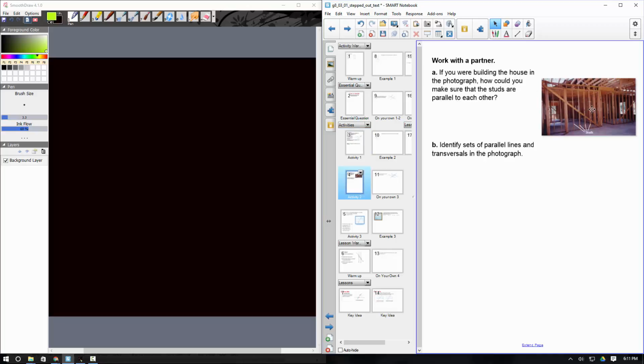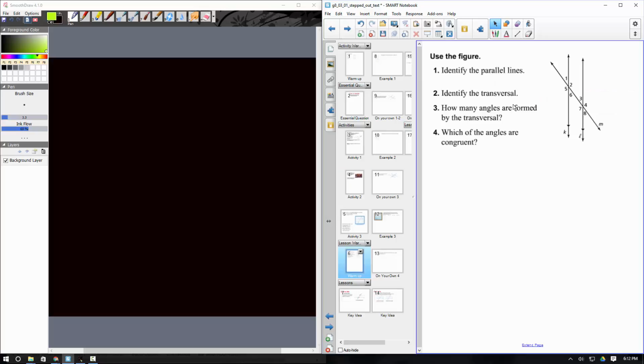This says if you have this construction task and I want to figure out if these studs are all parallel to each other, how can I figure that out? Well, since I have this diagonal that cuts through all of them, I could look at the angle measurement between the stud and this transversal, or this longer piece, and they should all be the same angle between them. And that's how I can tell if they're actually parallel to each other.